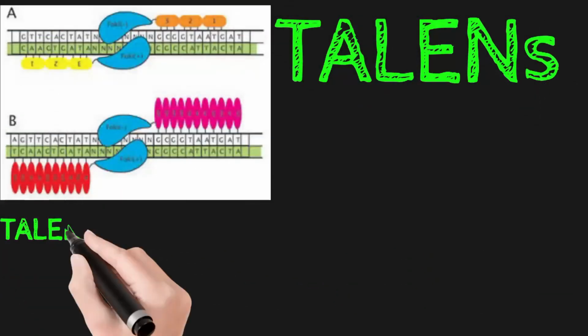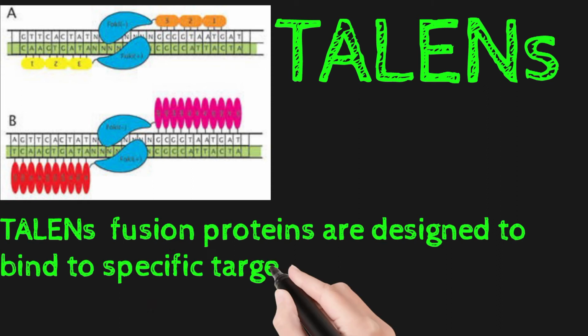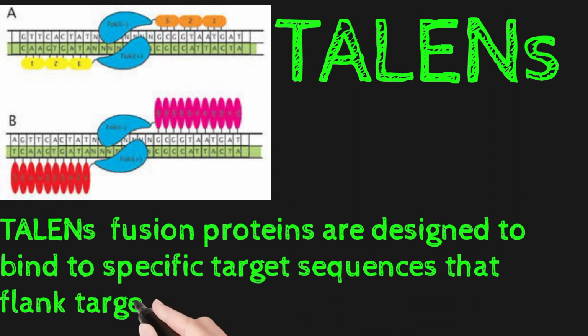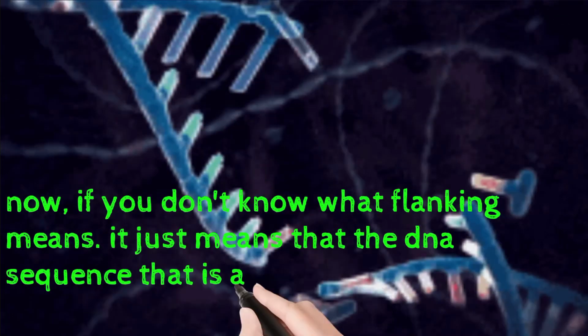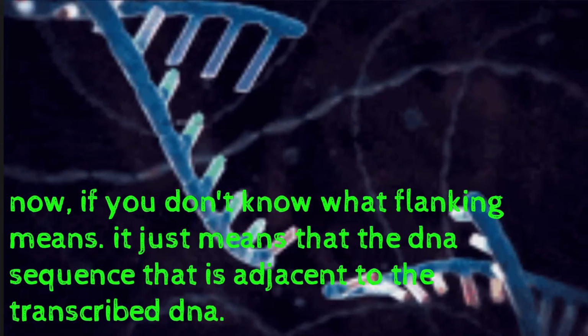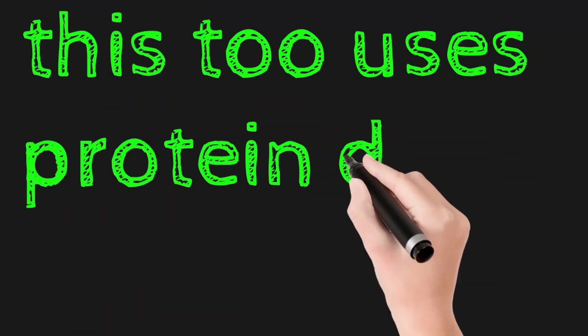The next one is the TALEN. TALEN fusion proteins are designed to bind to specific target sequences that flank target sites. Now, if you don't know what flanking means, it just means the DNA sequence that is adjacent to the transcribed DNA. This too uses the protein DNA binding sites.